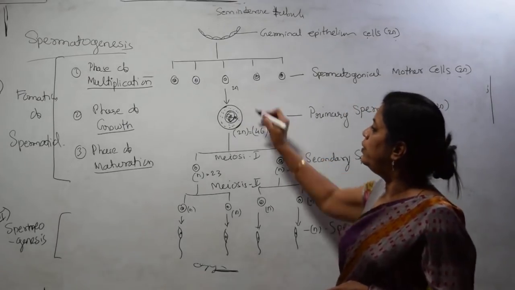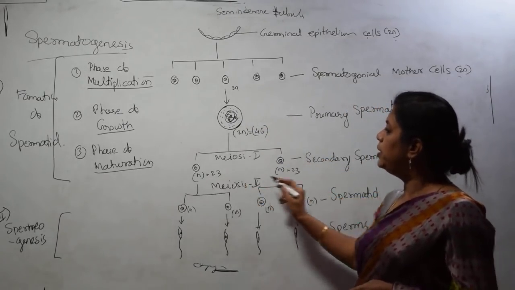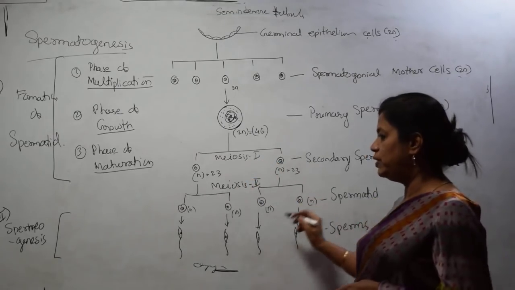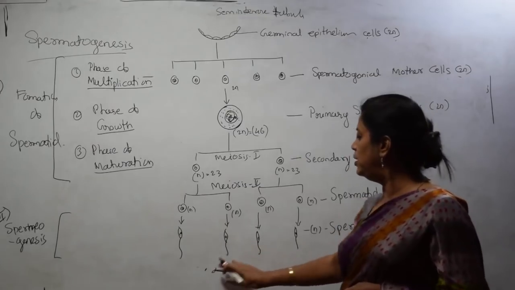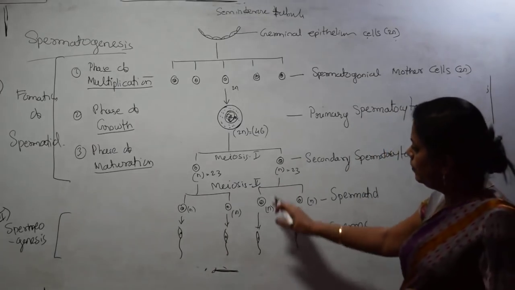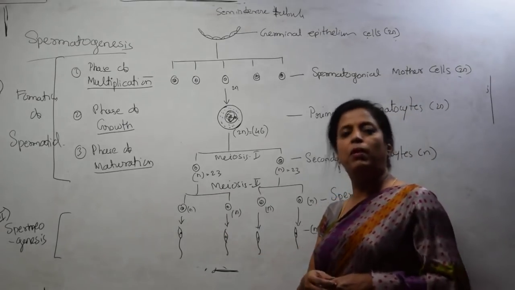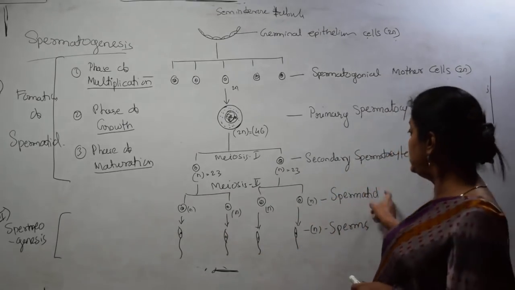See, this is 2N, I have written here 2N. Here it becomes haploid after meiosis 1. Again meiosis 2, a mitotic division, and again they are haploid. These are the sperms, and from here till here they are all haploid. Therefore the chromosome number is very important, and their names are important.